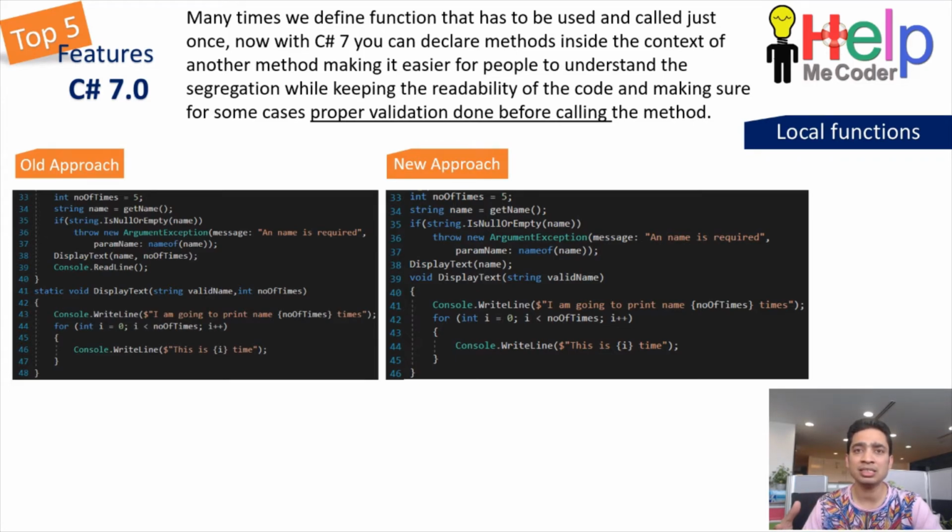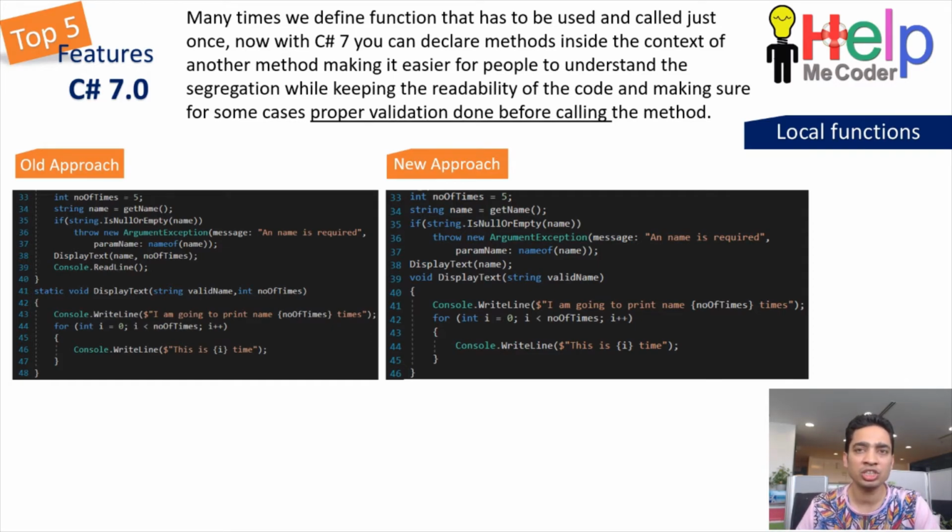This makes it easier for people to understand the segregation of your code while keeping its readability intact. Imagine you have a lot of different methods that your calling code uses only once, and they are scattered throughout your whole C# file. This makes the code very unreadable because you have to scroll up and down to reach a particular piece of code. So in C#7, you can define these methods inside the context of the calling method.